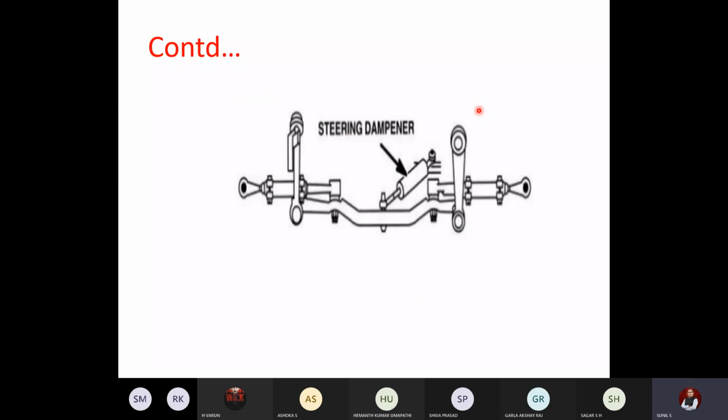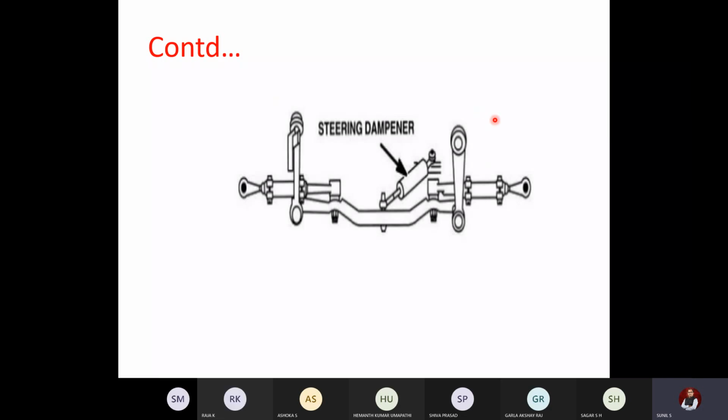Also we discussed why caster is required: to bring back the wheel to its original condition. If you are steering the vehicle through a curve, once the curve is over, if you loosen your hands on the steering, automatically it will come back to the original position. In some mechanisms, the reversing back will be very rapid. It has to come back gradually. Suddenly, if it comes back, what happens? The vehicle will move in the reverse direction.